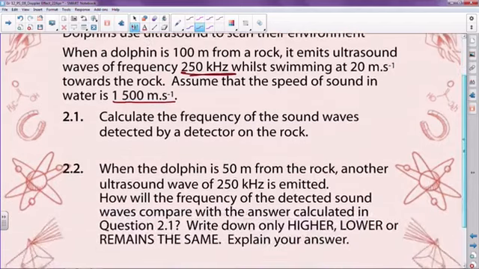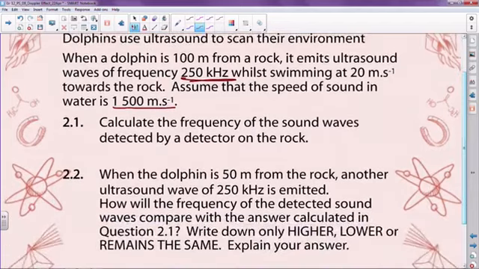You're looking at water. They want you to do a couple of things. They say to you, calculate the speed of the sound waves detected by a detector on the rock. So what is the frequency observed? When the dolphin is 50 meters from the rock, another ultrasound wave of 250 kilohertz is emitted. How will the frequency of the detected sound wave compare with the answer?